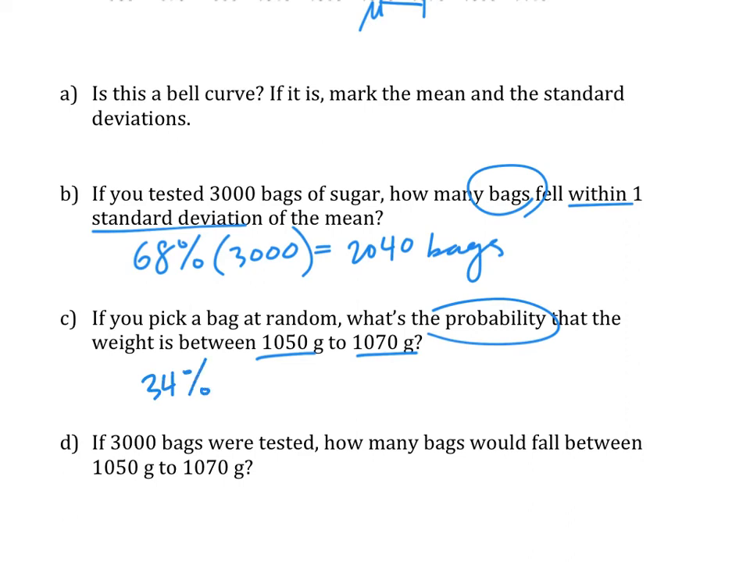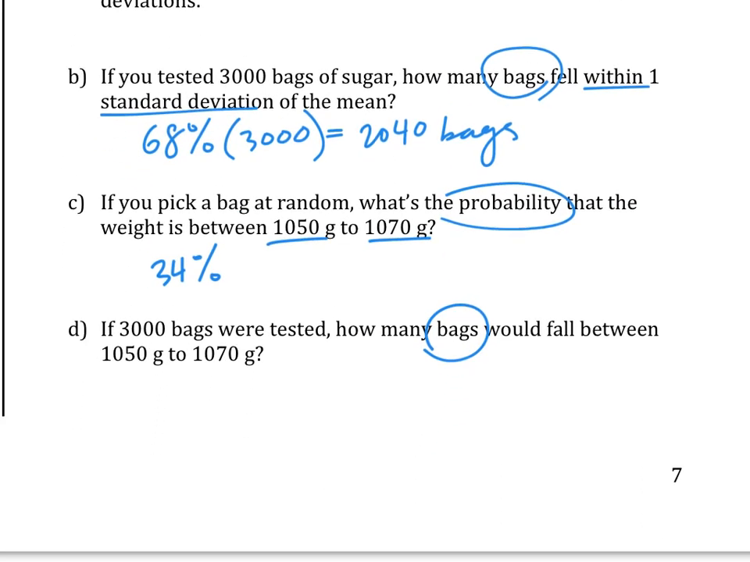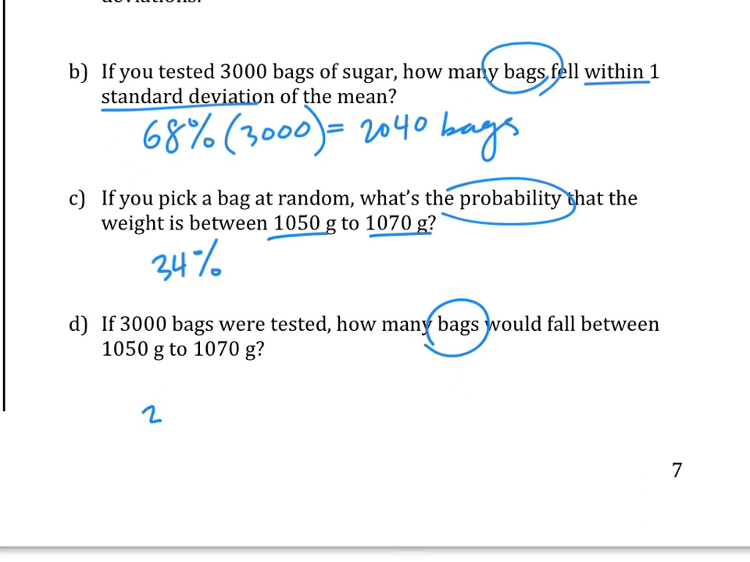All right, last one. If 3,000 bags were tested, how many bags would fall between 1050 grams and 1070 grams? So it's the same question, but it's asking you how many bags instead of what is the probability. Then you just take 34% and you multiply by 3,000. And you get 1020 bags.